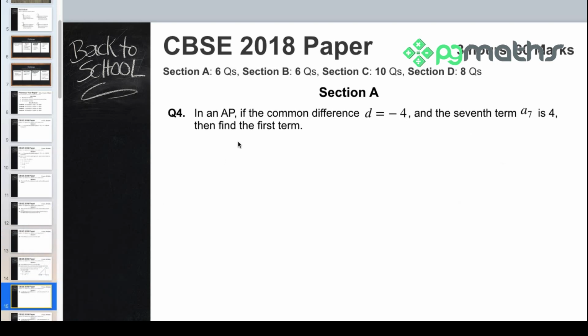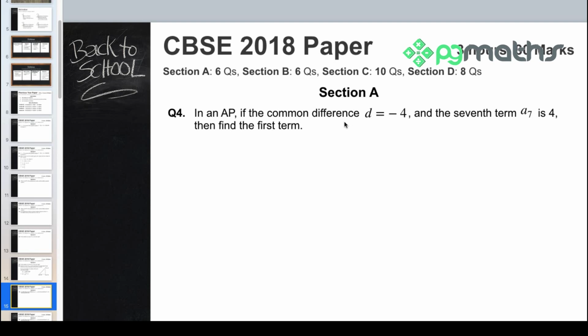Cool. In an arithmetic progression, if the common difference d equals -4 and the seventh term a7 is 4, then find the first term. So in an AP, the two basic building blocks are the first term and the common difference. These are the only two things that we need to calculate the nth term.